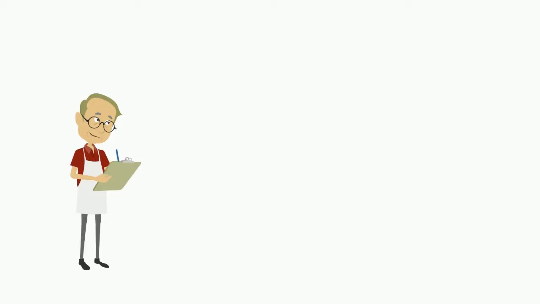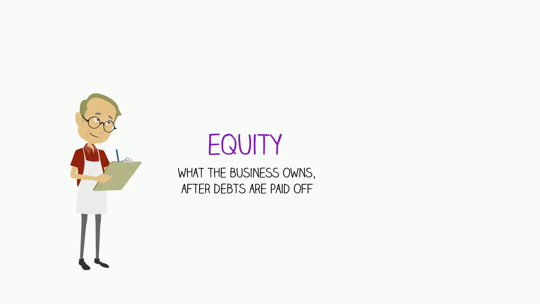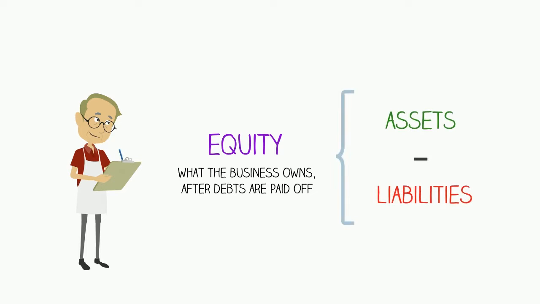Gavin is interested in knowing what his net position is. That is, he wants to know what the business actually owns if all debts were paid off. This is called the equity. To work this out, it simply involves taking the total value of assets and subtracting the total value of liabilities.